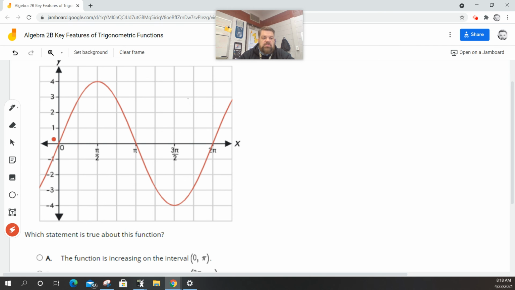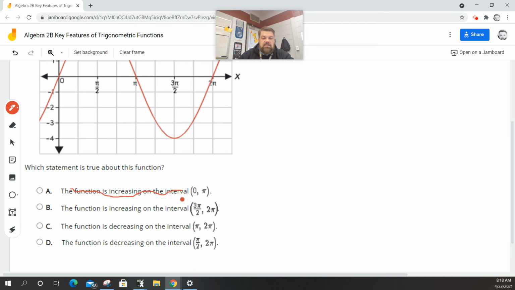So if I look at my function, they're talking about from here to here, when x goes from 0 to pi, my function is increasing. Well, it is. It's increasing until this point. And then from here, it's decreasing. So value of y is decreasing. So here we're going up, increasing, increasing, increasing, increasing, but now we're decreasing, decreasing. So that one is not true.